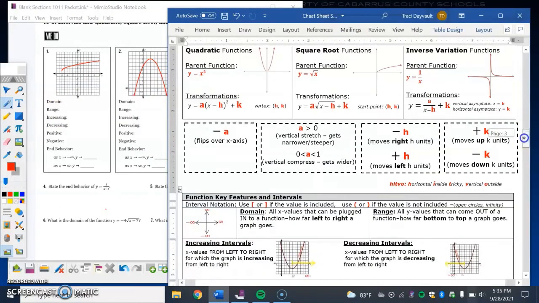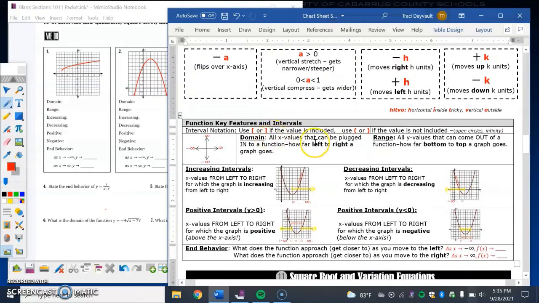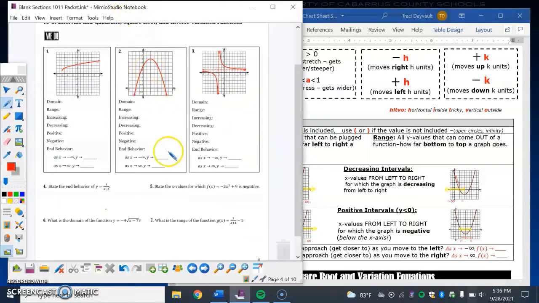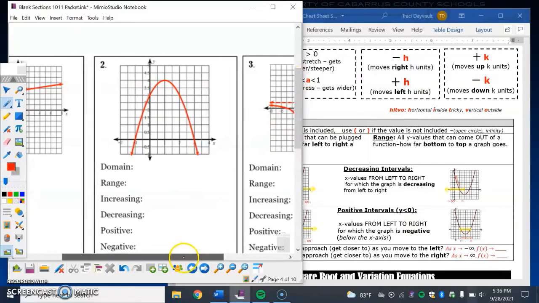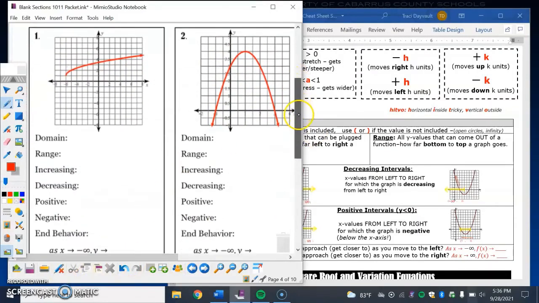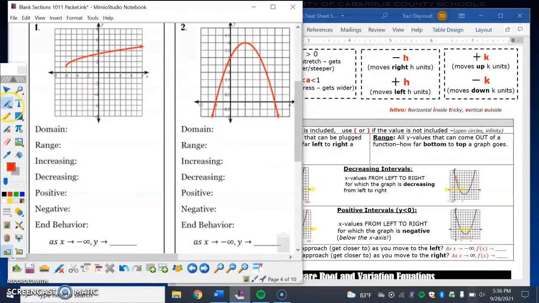The domain is going to be how far from left to right a graph goes on the axis. That's how you can visualize it. It's always going to be all of the x values that can be plugged in to a function. And if you look back on the first page of this packet, you could probably see a reminder for how we find the domain and range for these.